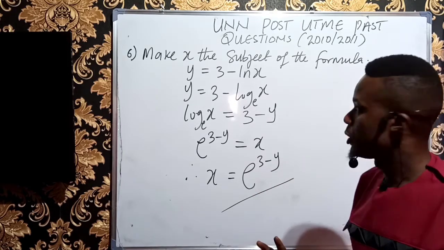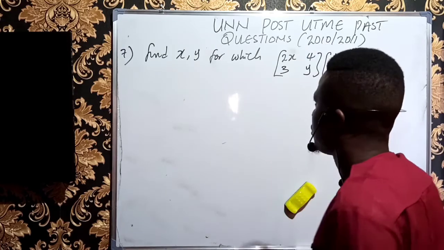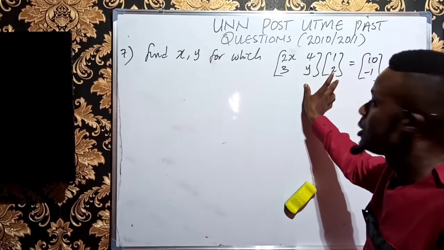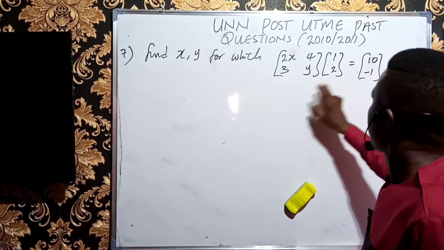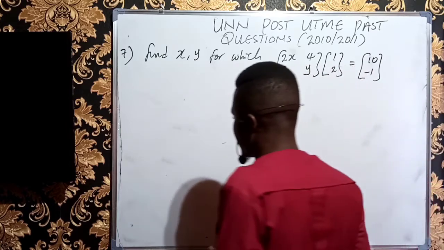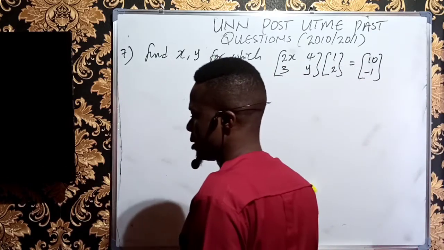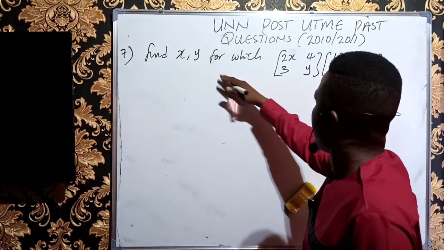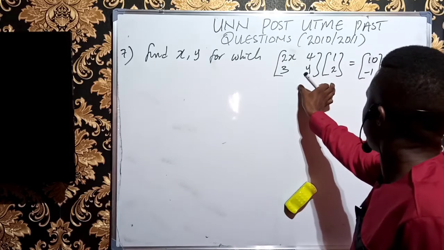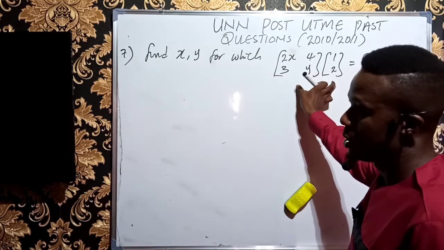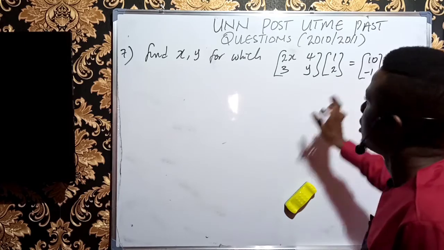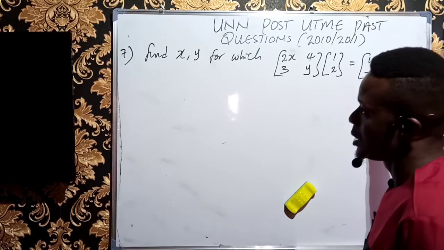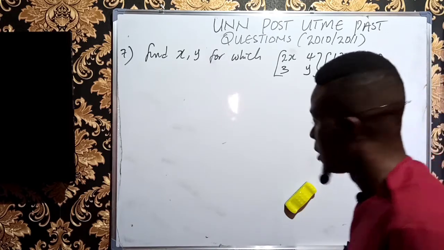Okay, so let's take number 7 question. The 7th question says we should find x comma y for which the product of these two matrices is equal to this. Find x comma y for which the product of these two matrices will give us this. All right, so what we just need to do is to get the product of these two matrices, then equate with this and solve for the values of x and y.